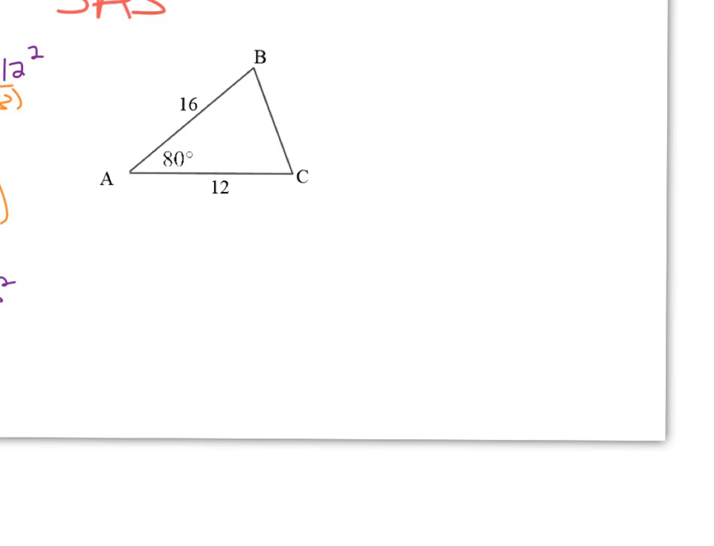Once again, we have triangle ABC. We're given angle A, we're given side B, and we're given side C. So we don't know lowercase side length A or angle B or angle C. Because of that, taking a look at the formulas up above, we're going to look at the side length formula and get the length of A first. Once again, here we go.